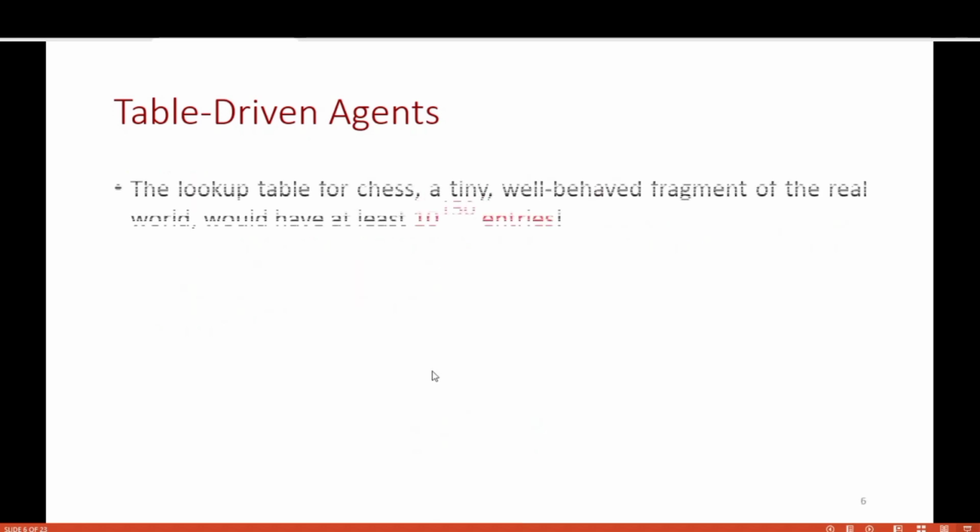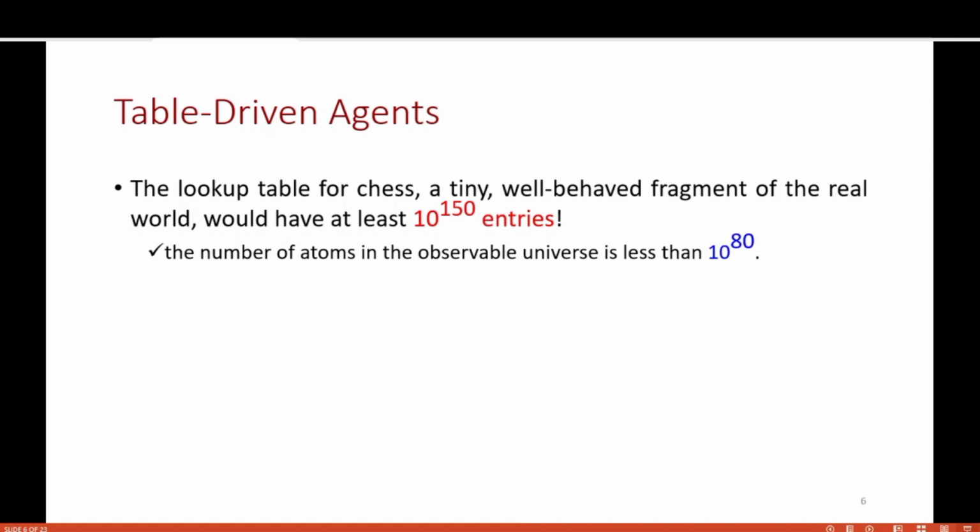If you calculate the table size for the lookup table for playing chess, then it comes to at least 10 raised to the power 150 entries in the lookup table. And for the sake of comparison, the book has given the number of atoms in the observable universe, which is less than 10 raised to the power 80. So you could compare these two numbers. That is indicative of how prohibitive, in terms of table size, this approach becomes.